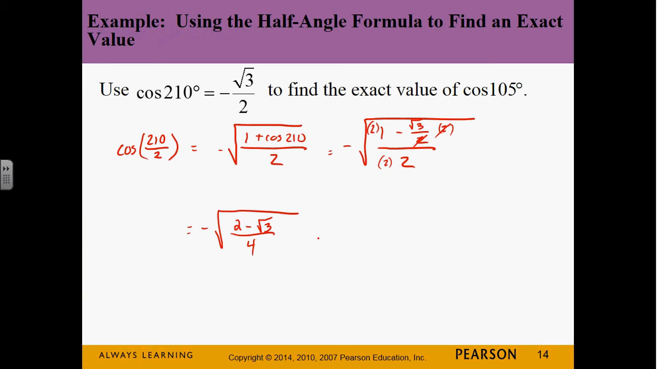Well, I can break that up into two separate radicals and just do the top radical and the bottom radical, because I know that the square root of 4 is 2. So the top becomes the square root of 2 minus root 3 over 2, and of course it's still negative. And that's really all we can do. We've got a radical inside of a radical. It's not pretty, but it is an exact answer.